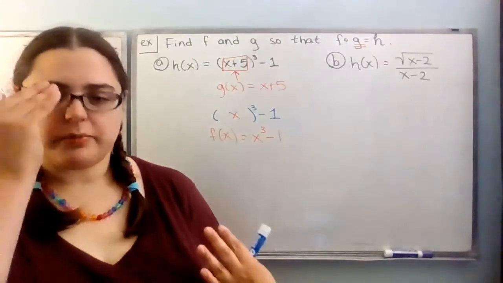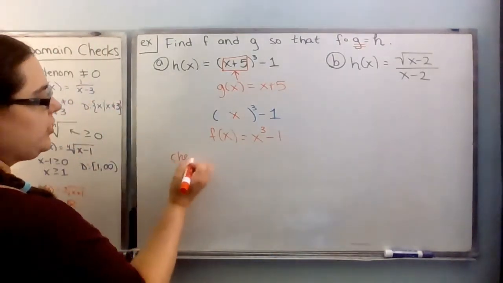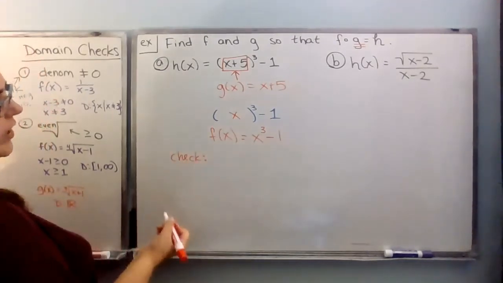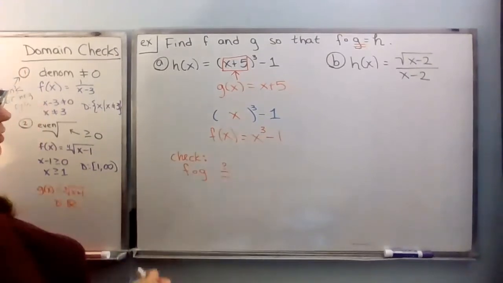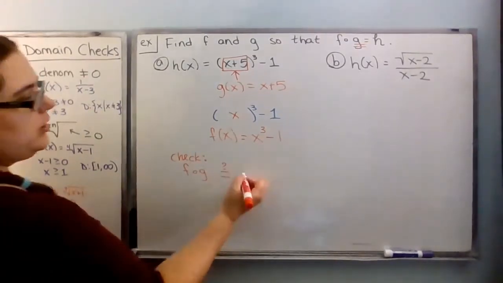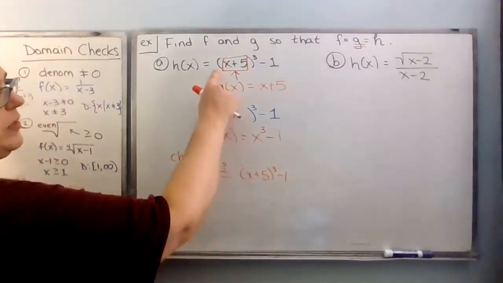So let's check this to make sure that our sequence is going to work properly here. So here's my check. I want to make sure that f composed with g, does that equal x plus 5 cubed minus 1? So that was my h of x here.